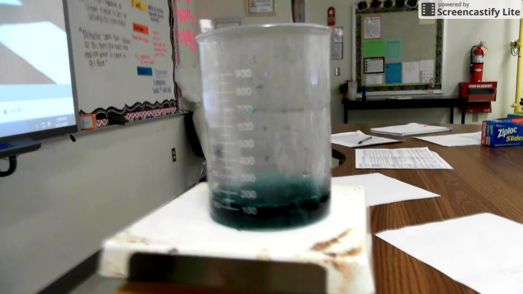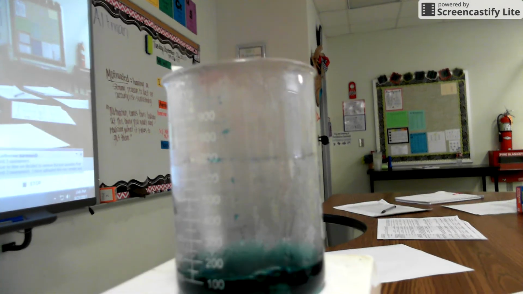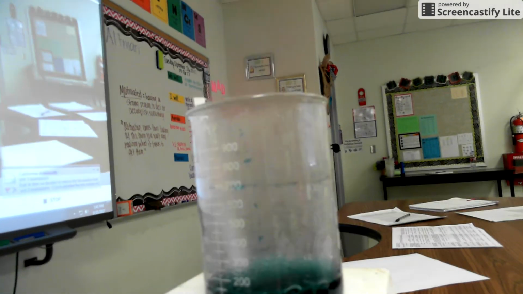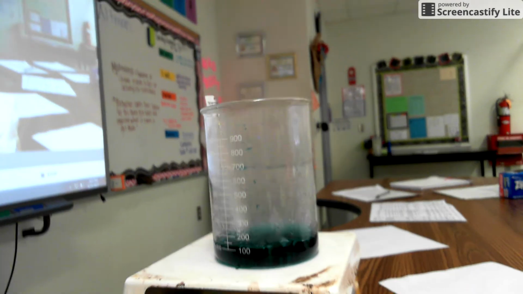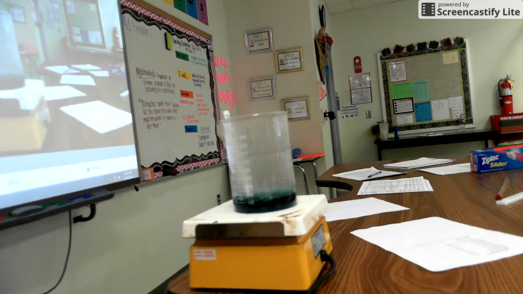Okay, so the water is starting to bubble. There's lots of condensation and vapor. We are at 100 degrees Celsius, 212 Fahrenheit. So remember those numbers. We're going to need those later.